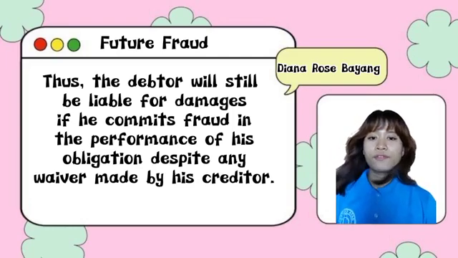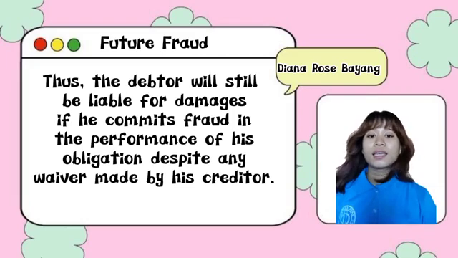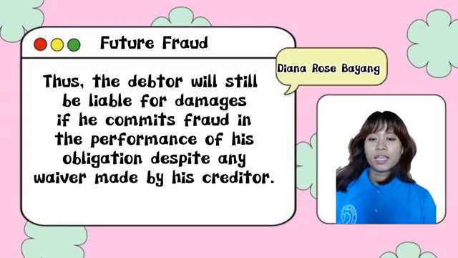So, future fraud, kung merong agreement yung parties na kung saan yung isang party hindi magiging liable na magbayad ng damages in case mag-commit siya ng fraud in the future, yung agreement nila ay hindi valid, meaning their agreement has no legal effect. That's why the debtor will still pay for damages if he commits fraud in the future. So, example, A and B entered a contract. They agreed that if A will commit a fraud in the future, A will not be liable to pay for damages. But according to law, A will still be liable to pay for damages.